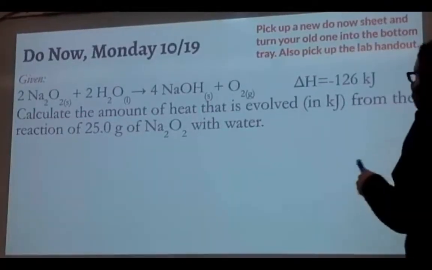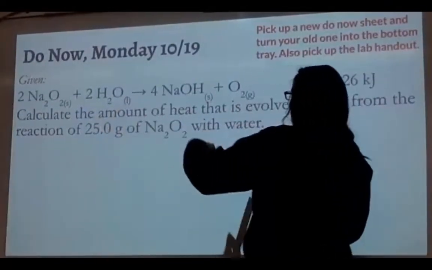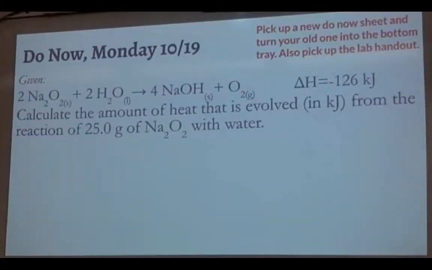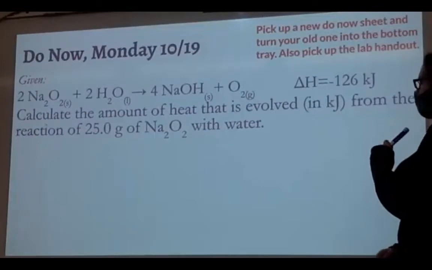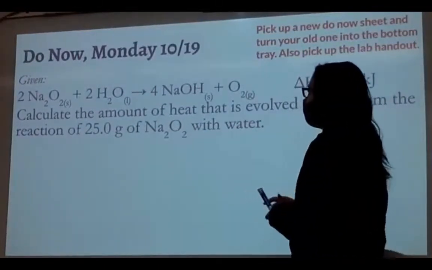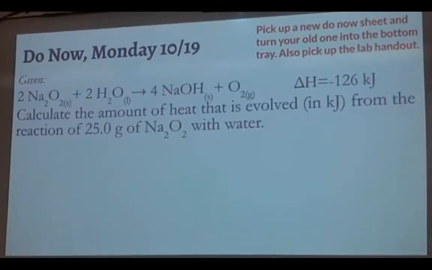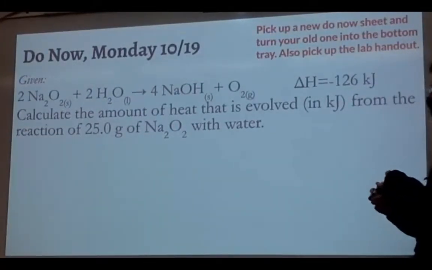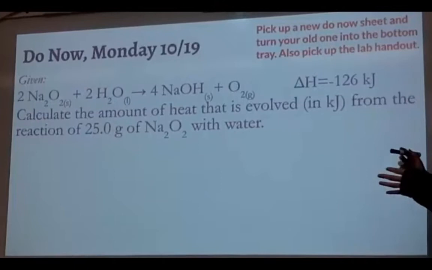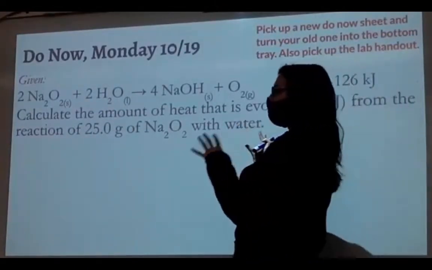So for the do now, it gives us a balanced equation with a delta H value and says calculate the amount of heat that is evolved in kilojoules from the reaction of 25 grams of Na2O2 with water. So we've talked about different ways to calculate delta H. To figure out which way you use, just look at what you're given.